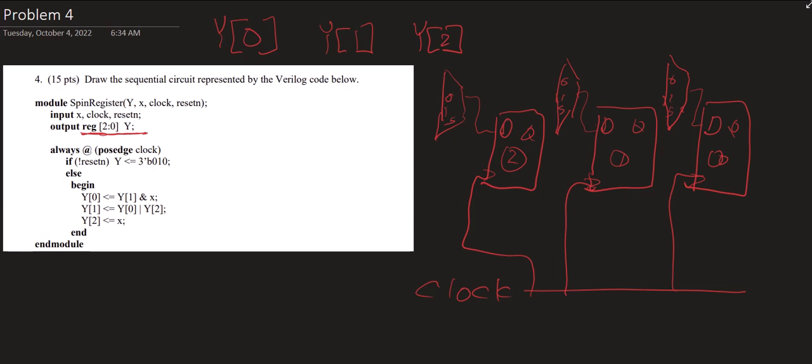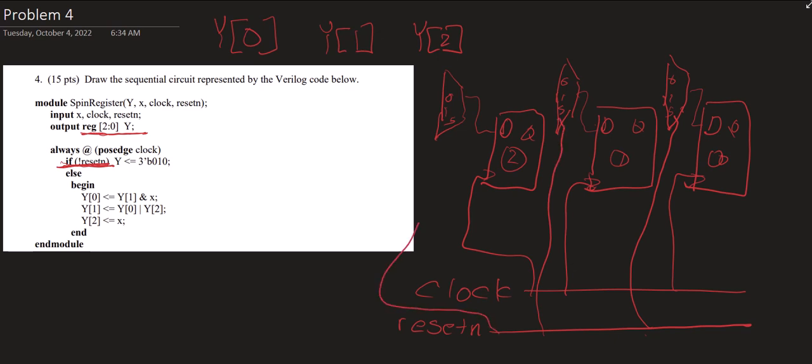Now, we have our reset in. So reset in is involved with our if statement. And so our reset in, that's the thing that's going into our multiplexer, because the thing that's involved with the if statement is what goes into the multiplexer.